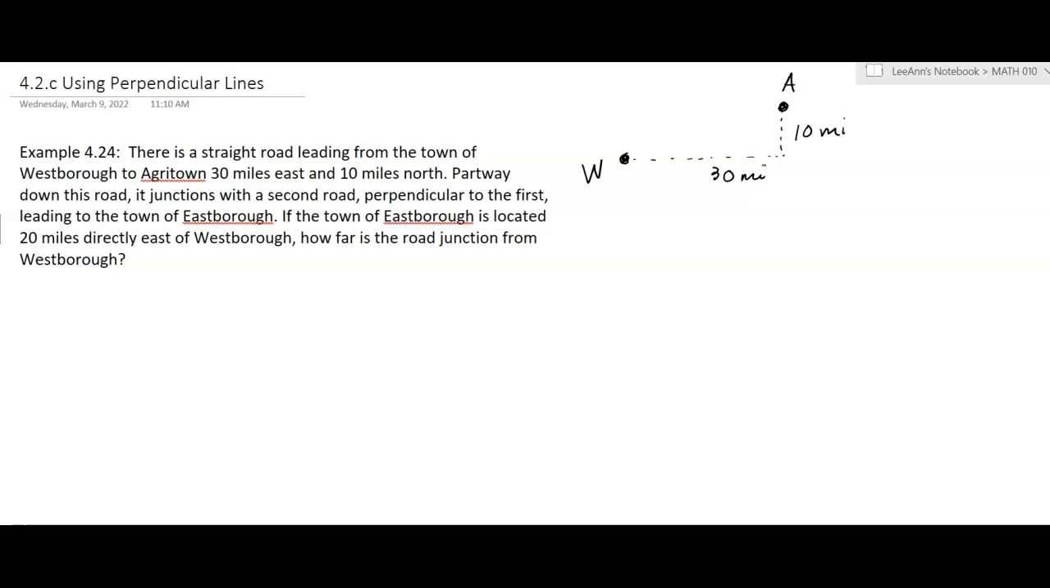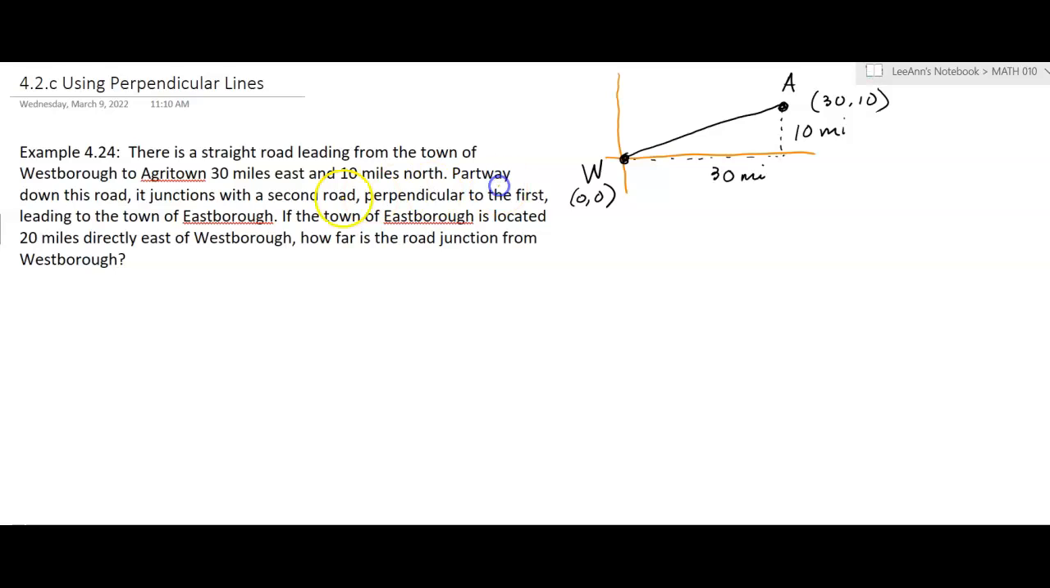Okay, and so there's this road that runs between the two towns. You could think of this as an ordered pair up here as 30, 10. And you can think of Westboro as being 0, 0. So you could think about a coordinate system, your X and Y, going something like that. That will be helpful.